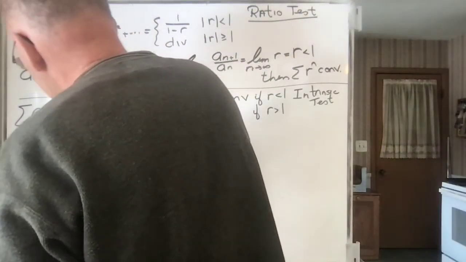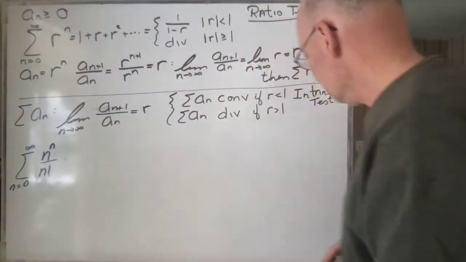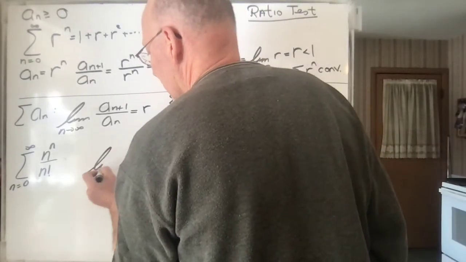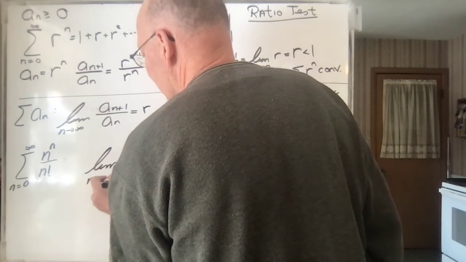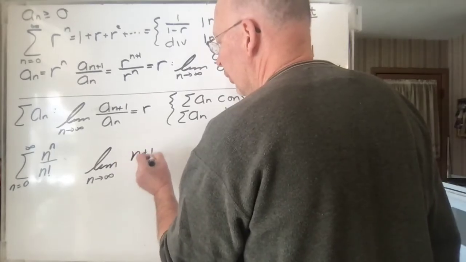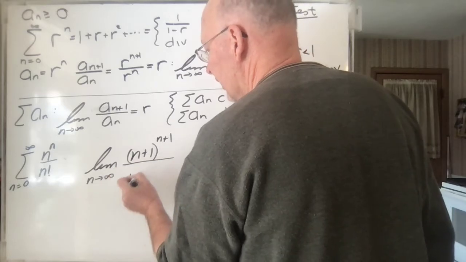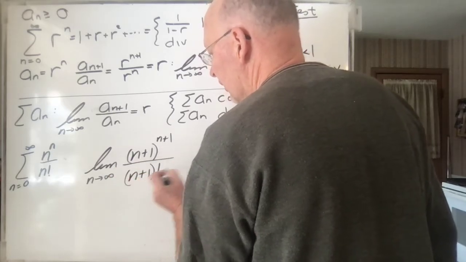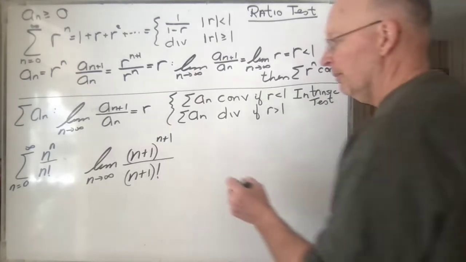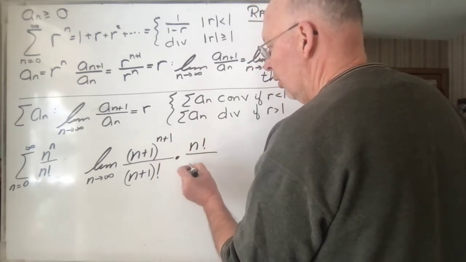Let's leave the n factorial down there, and let's put an n to the n up on top there. What's that one going to do? Here we go. Take the limit as n goes to infinity. Again, be careful. It's going to be n plus 1 to the n plus 1 power, all divided by n plus 1 factorial. Agreed? All divided by this, so it's multiplied by the reciprocal, n factorial over n to the n.